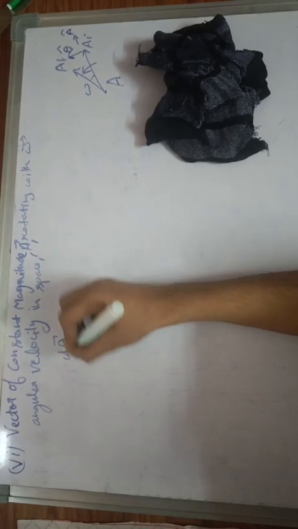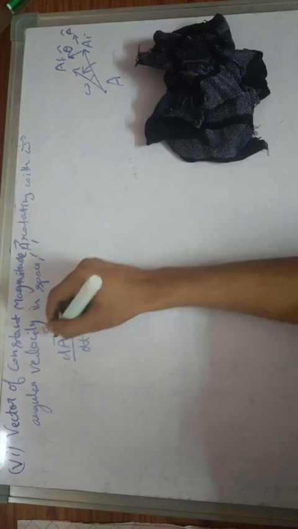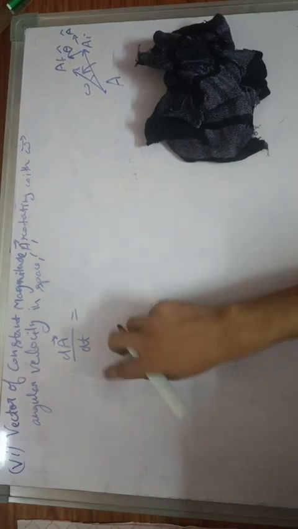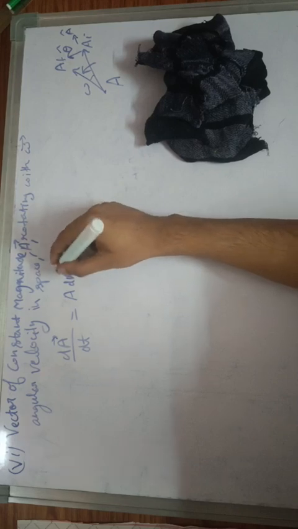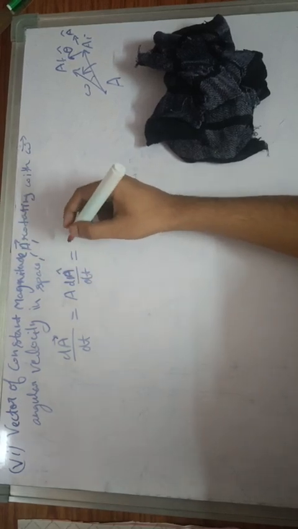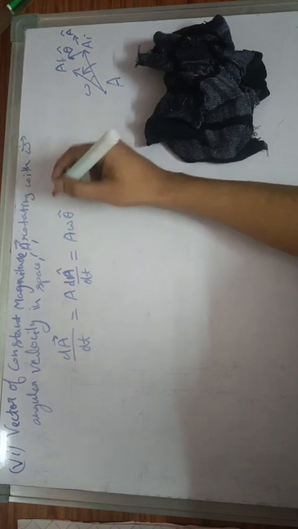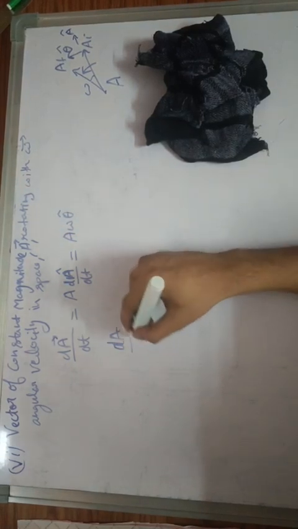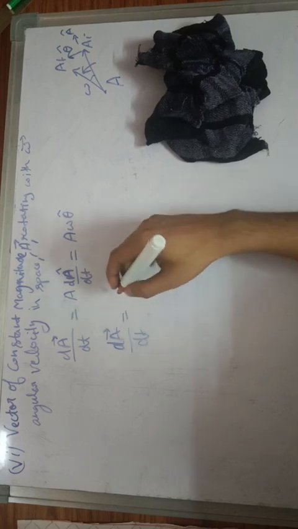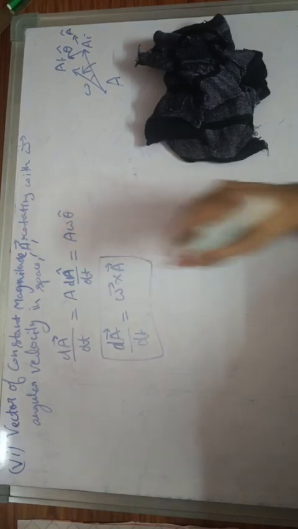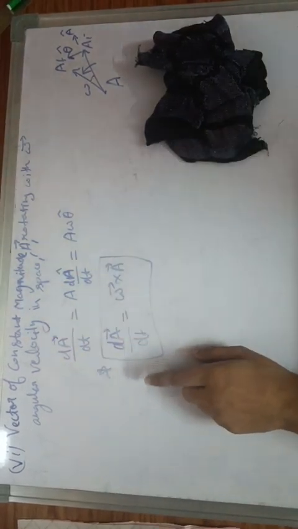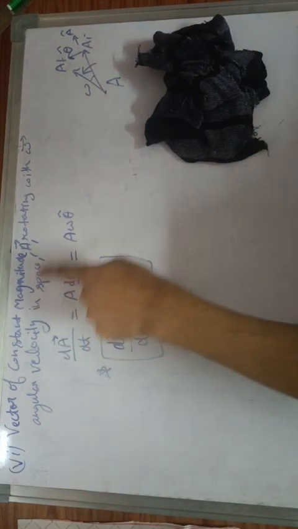Then the differentiation of vector A with respect to time can be written as follows. Since the magnitude is not changing, we will take the magnitude out and we will get dA cap by dt, that will be equal to omega theta cap, and we can simply write dA by dt is equal to omega cross A vector. This is the main formula we need to remember: dA by dt can be written as omega cross A when it is of fixed magnitude.